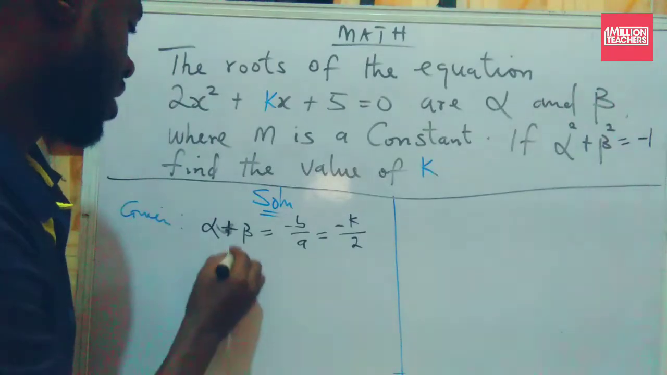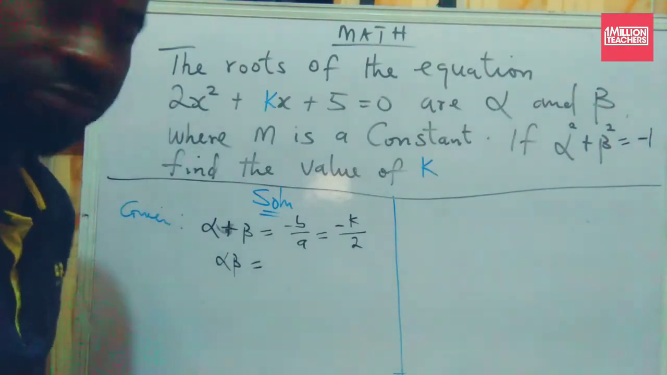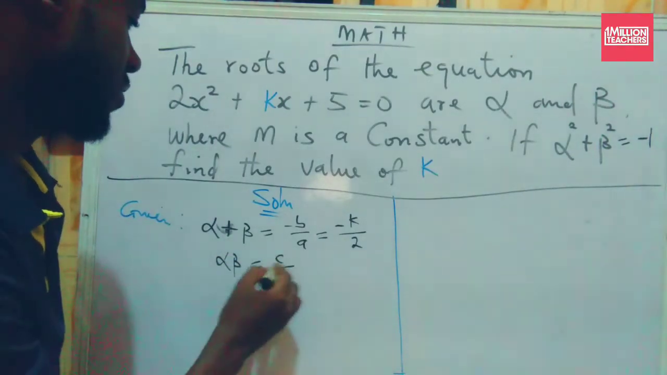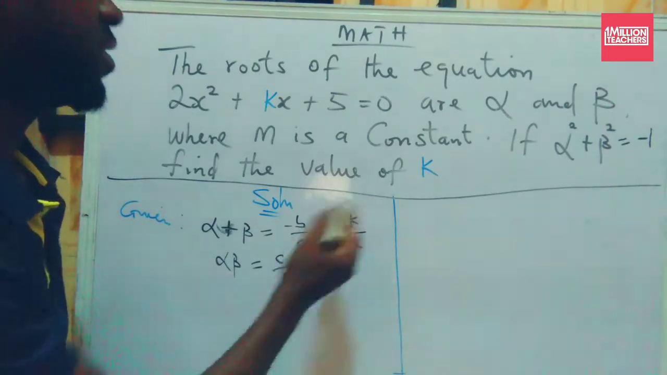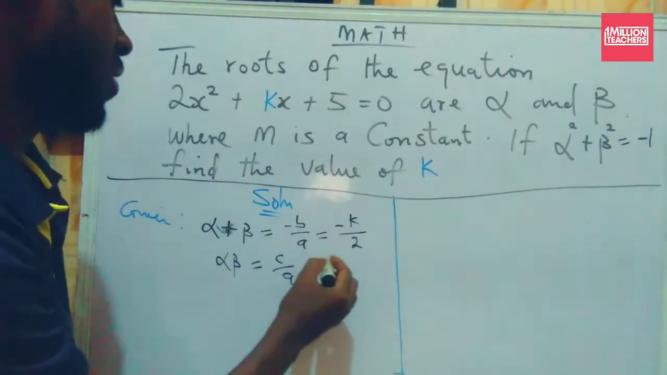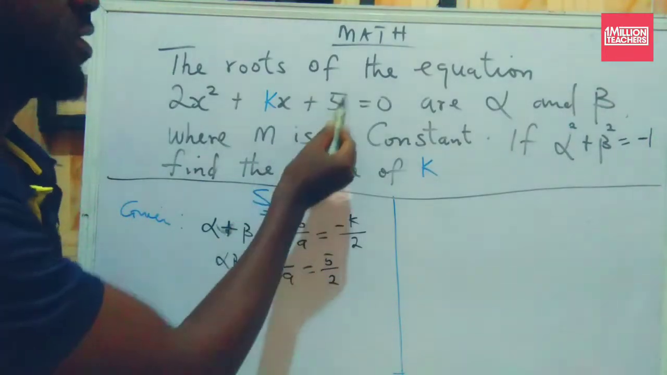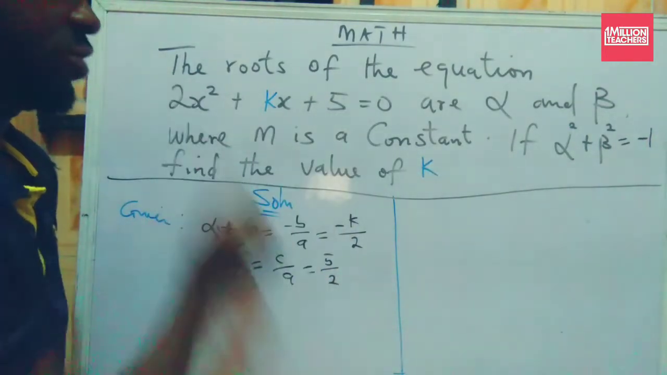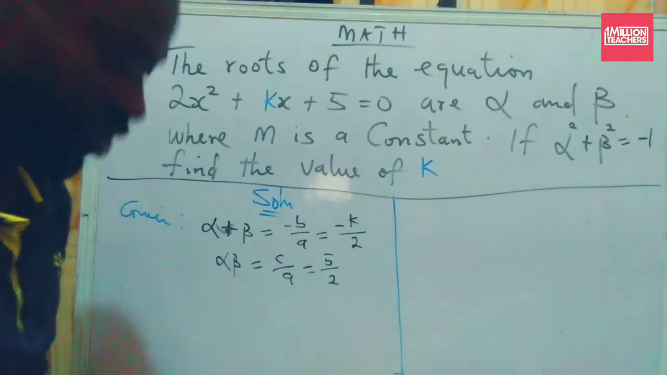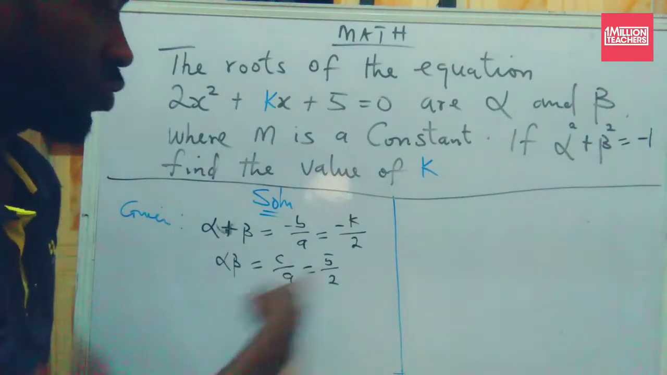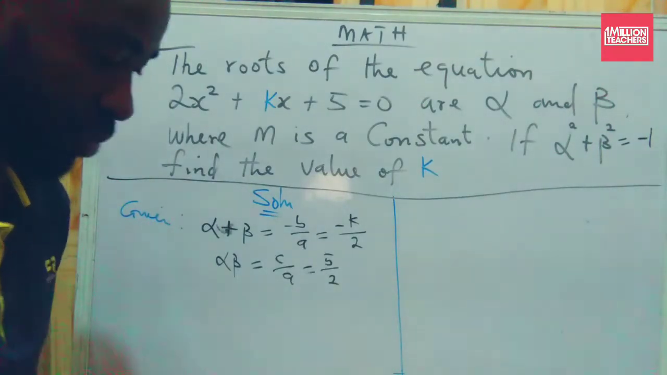And then we know that alpha beta, which is the product of roots, is given to us as c over a. So what is our c? Our c, the last term, is 5. What is our a? Our a is 2. So all we need is just these two things to solve this problem.